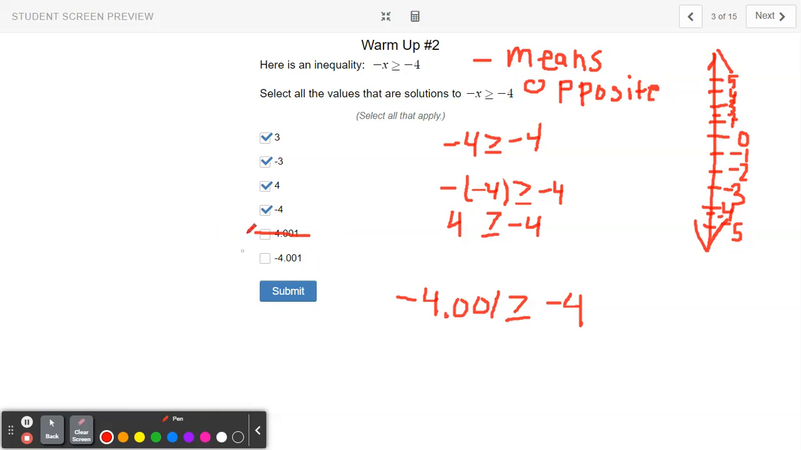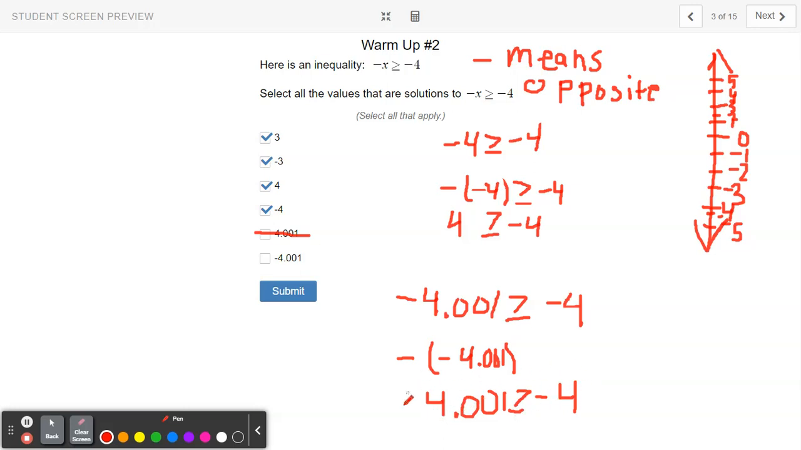But let's check this one out. If we put this negative 4 and 1,000th in, we know that that's going to be the opposite of negative 4 and 1,000th, right? And we know the opposite of a negative is a positive, so it actually ends up being 4.001 is greater than or equal to negative 4. And is that true? Yes, because this is a positive number.